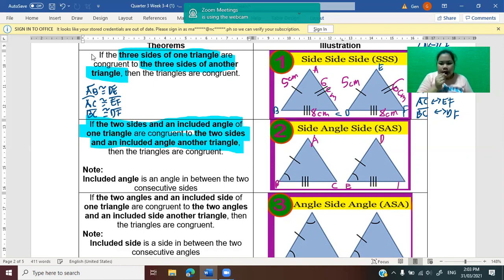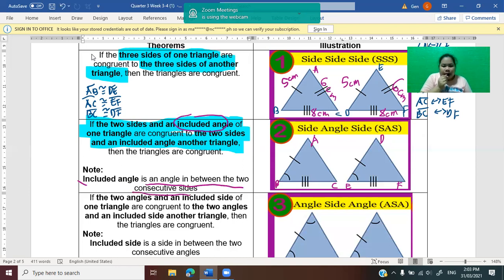Okay. Now we have here the word included angle. When we say included angle, this is the angle in between two consecutive sides. Ito pala, meron pala akong note dito. It is an angle in between the two consecutive sides.